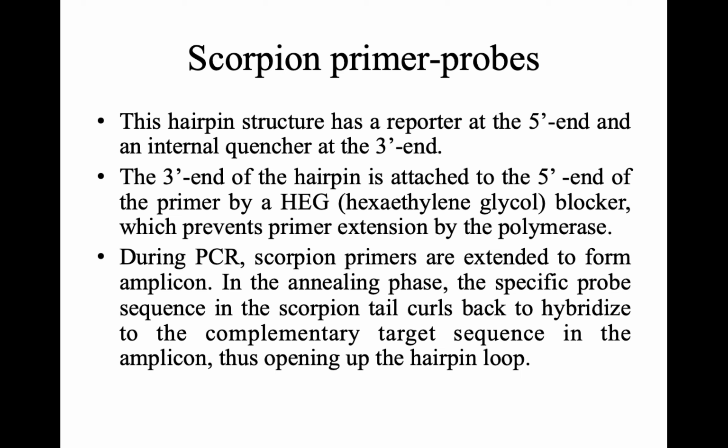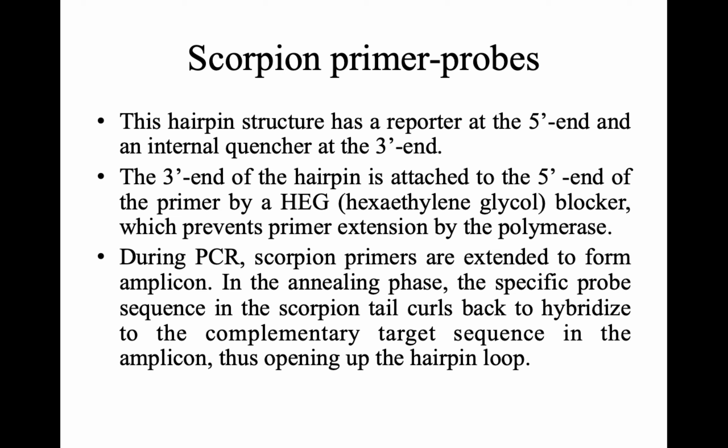So here the scorpion primer probes have a hairpin structure, with the reporter at the 5' end and the quencher at the 3' end. So the reporter and the quencher are present very close to one another. We need to remember that whenever the reporter and the quencher are close to one another, we cannot detect the signal. Apart from that, the 3' end of the hairpin is attached to the 5' end of the primer by a hexaethylene glycol blocker, which prevents primer extension by the polymerase.